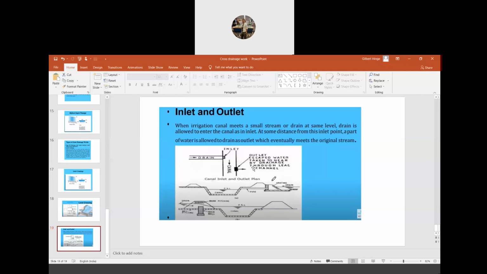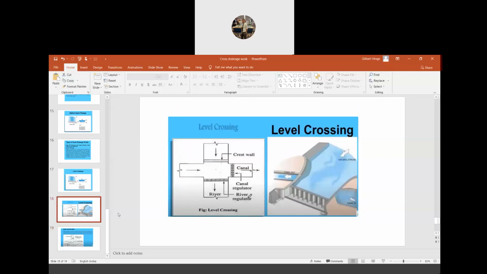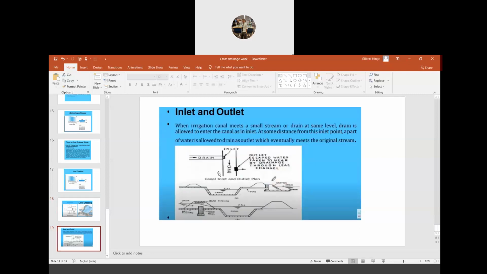And remember that the inlet, the outlet, and the canal are all at the same level. As you can see here, they are at the same level. Likewise, here also the same level. That's why we can do this mixing of the water that is coming from the river as well as the water that is present in the canal.